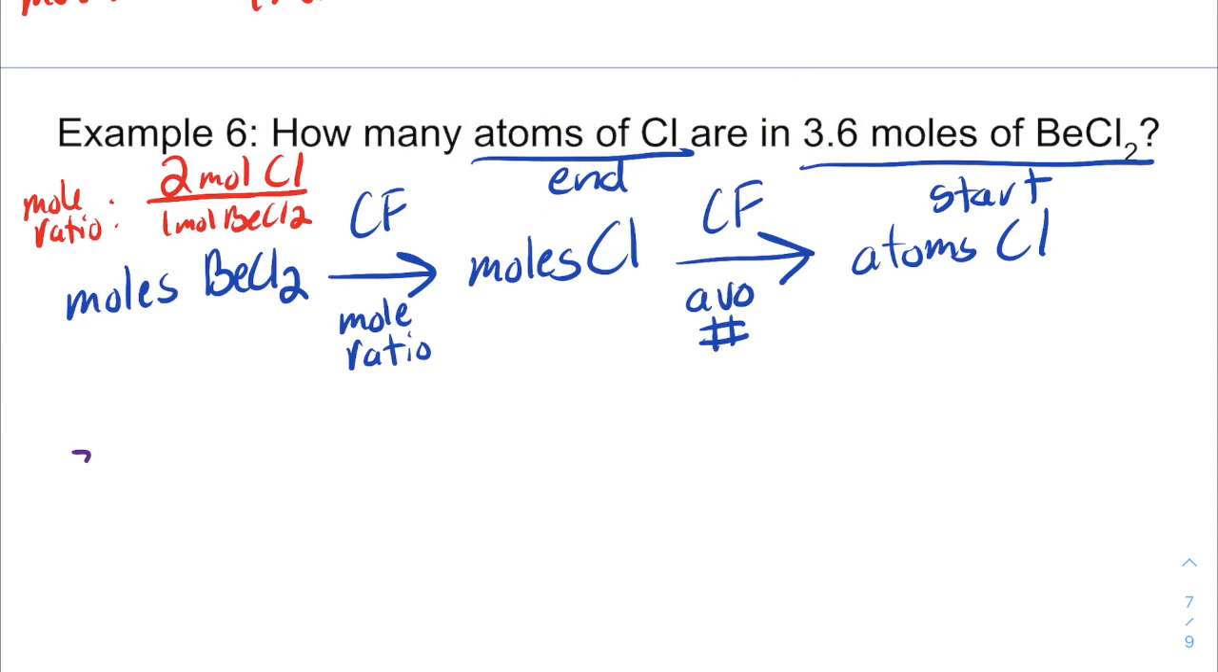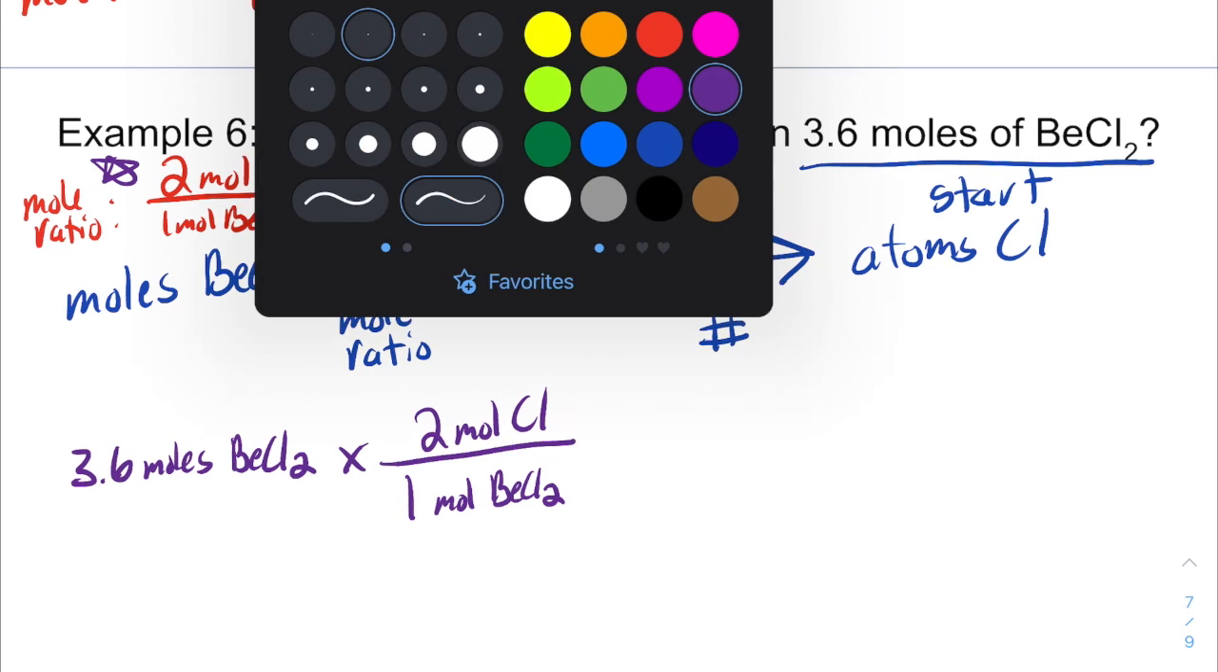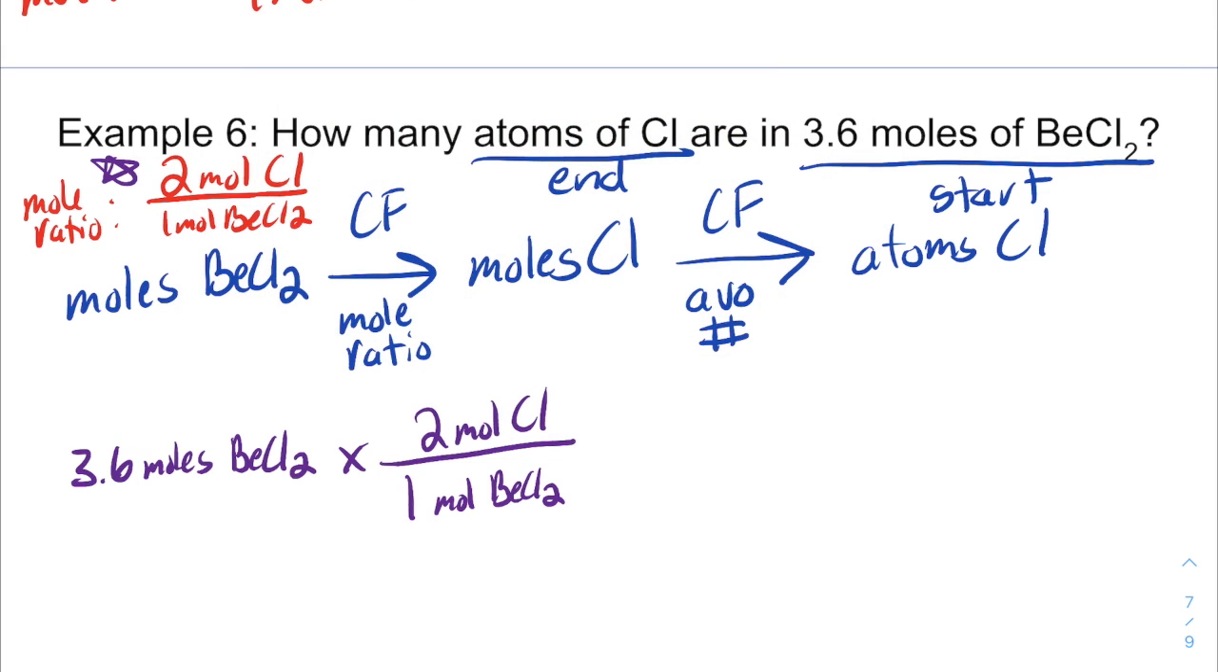So I'm starting with 3.6 moles of BeCl2. First thing we're using is a mole ratio, so we're going to use this. So I'm going to put 1 mole BeCl2 on the bottom, 2 mole Cl on the top. Before I move forwards, I want to make sure that my units cancel. Moles of BeCl2, moles of BeCl2. So now I'm here.